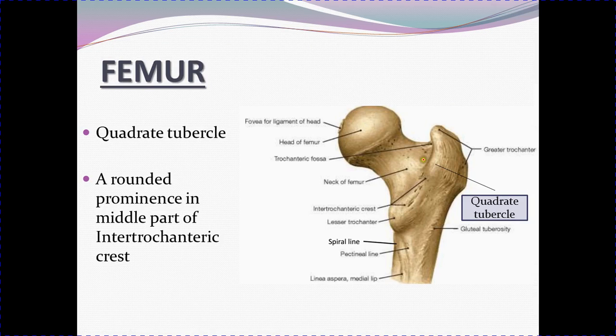Okay. Now when you look carefully at the intertrochanteric crest, in the middle portion it has a small rounded prominence which is called the quadrate tubercle. All these features are important as they provide attachment to the muscles.